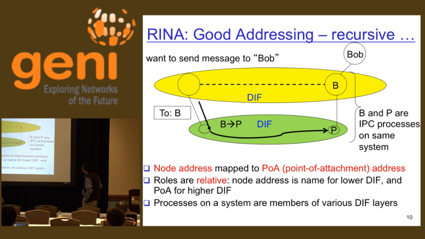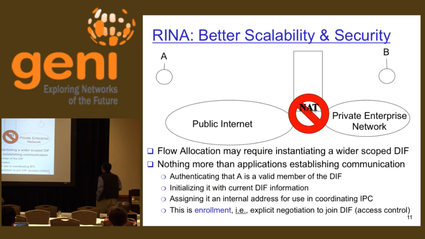And this B and P are running on the same system, on the same machine. They just subscribe to different DIF layers, okay? All right, so here, if I want B to talk to A, or A wants to talk to B, what do we do in our architecture?